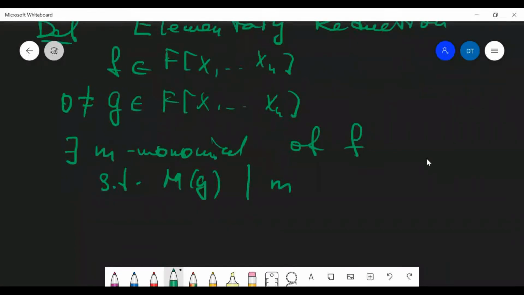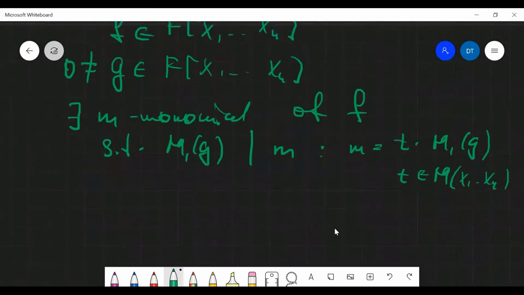So we have a polynomial f, we have a polynomial g, which is non-zero, and we need to fix a monomial M of the polynomial f, such that this monomial of f is divisible by the leading monomial of g. Oh, I need to write M1 here, by the leading monomial. So in this particular case, we can rewrite M in the form T times M1(g), where T is also a monomial in variables x1, ..., xn. So I just need this notation. So now I define a reduction.